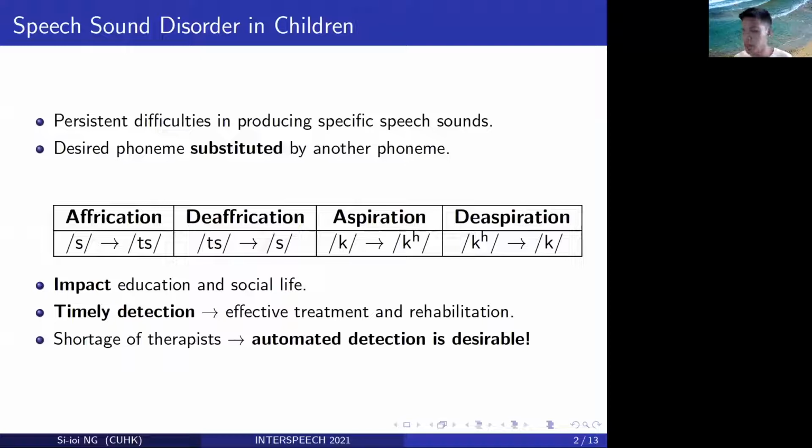The distinctive symptoms of speech sound disorder can impact the education and social life of the children. Given the shortage of therapists in the group, systems that carry out automated detection are highly desirable for the effective treatment and rehabilitation of the disordered children.